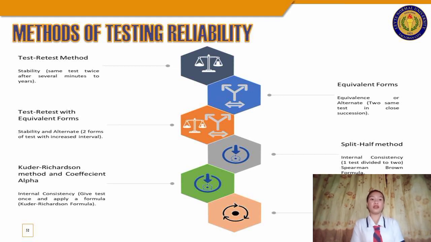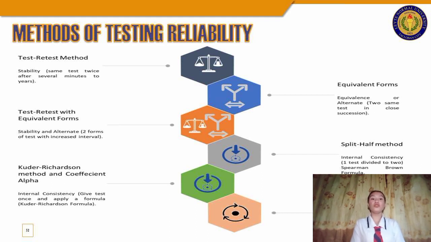So lastly, the inter-rater method. The inter-rater method is employed for tasks involving subjective judgment and multiple raters. It assesses the consistency of ratings among different individuals evaluating the same performance or behavior. This method is crucial in ensuring reliability when human judgment is involved in the assessment. So these reliability testing methods offer diverse approaches to ensure the dependability and consistency of assessment instruments, catering to various types of tests and research scenarios.